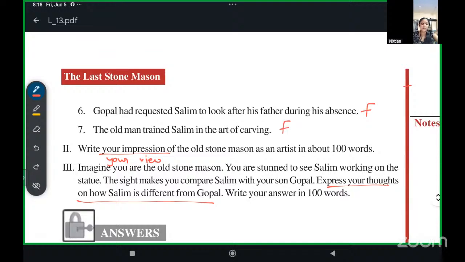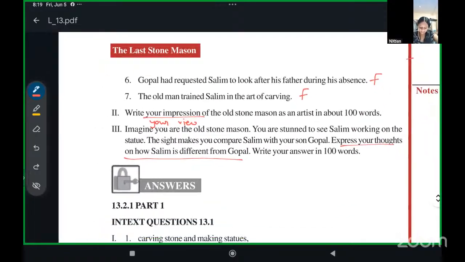Also, Gopal was more ambitious and he wanted to earn more and do other work such as making candle stands. He also believed in mass production, whereas Salim had a heart for the ancient art of sculpting. He wanted to become a stonemason. He loved carving, whereas Gopal was more ambitious and didn't want to do this. He wanted to earn more. Okay, so yes, good. That's the difference.